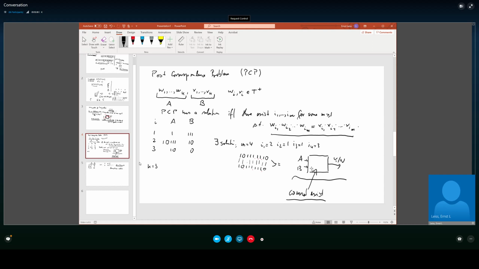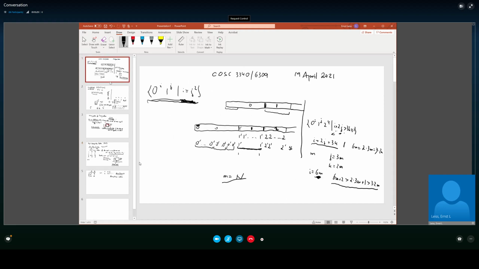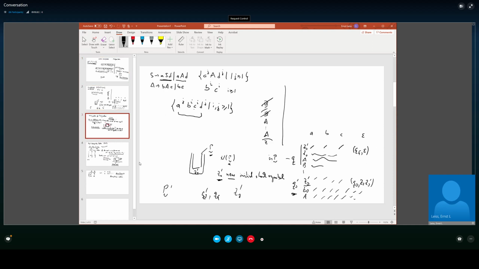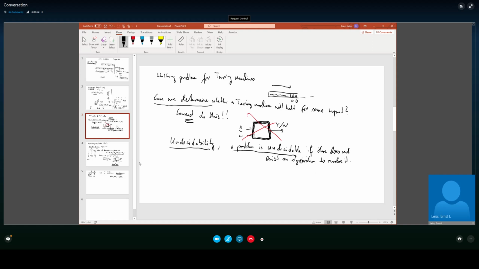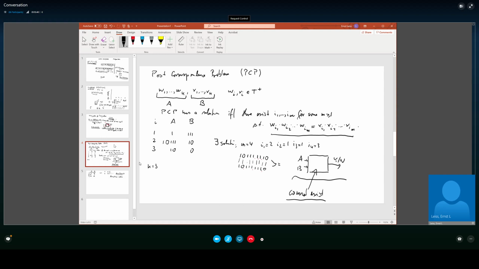Any questions about this? So we'll deal with the halting problem for Turing machines. Where are we? Here, there. Formally, the post-correspondence problem typically is shown to be undecidable by reducing it to the halting problem. So the halting problem is really what people typically use for undecidability issues. And that's what we're going to do.